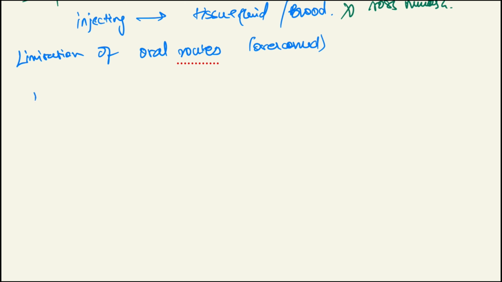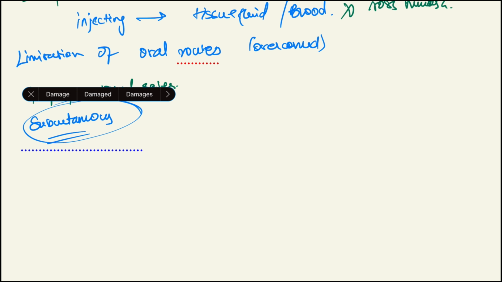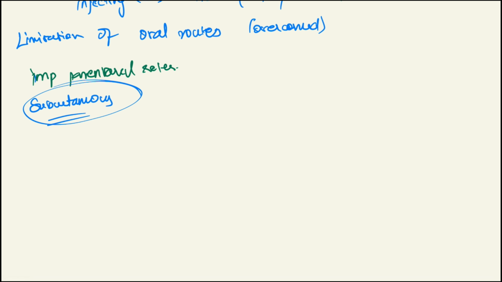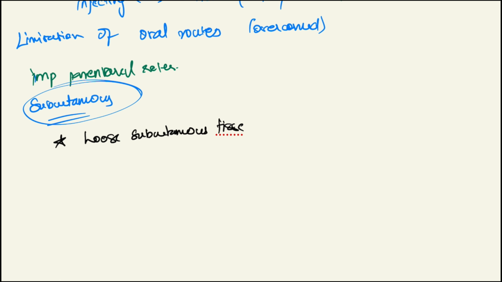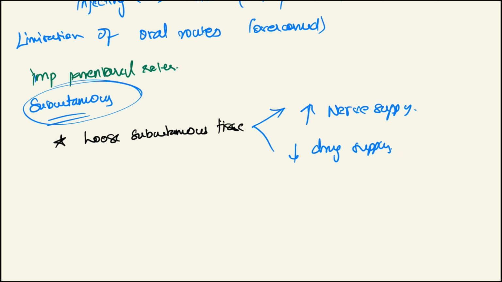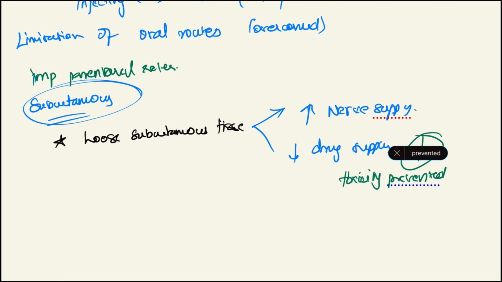What are the important parenteral routes? First, subcutaneous. The site of application is the loose subcutaneous tissue. Here the nerve supply is high and the blood vessel supply is less, so the absorption of the drug is slow and toxicity is prevented. If systemic absorption were more, the drug would be absorbed more. So here toxicity is prevented.